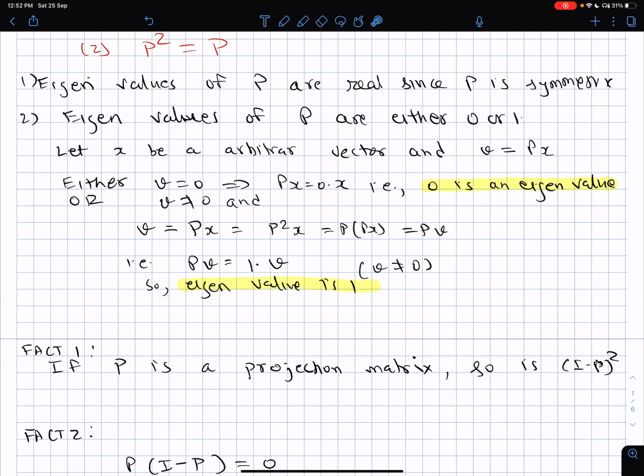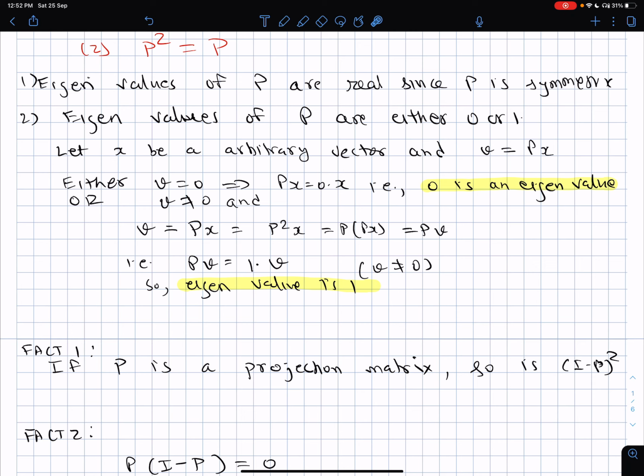So let's finish that now. Let us say that x is an arbitrary vector, and let us project it. After projection, the projected vector becomes the v vector. So P times x is equal to v. Now there are two conditions possible: either v is 0 or v is not 0.